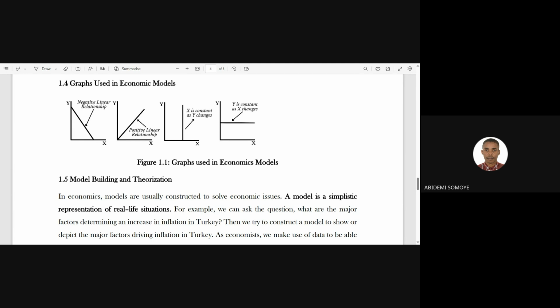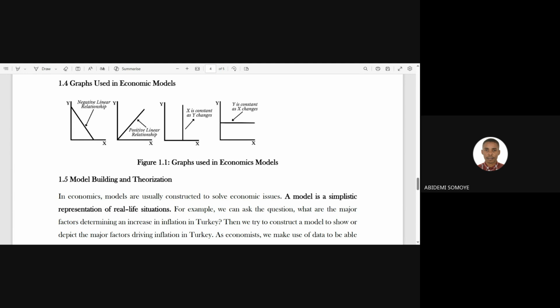What about a positive relationship? A positive relationship here shows that y and x are moving in the same direction. We usually say it is a positive linear relationship. Okay, they are moving together. An increase in one will lead to an increase in another.